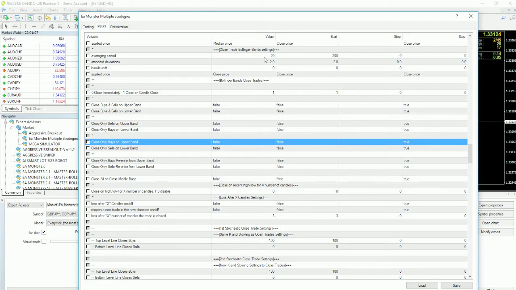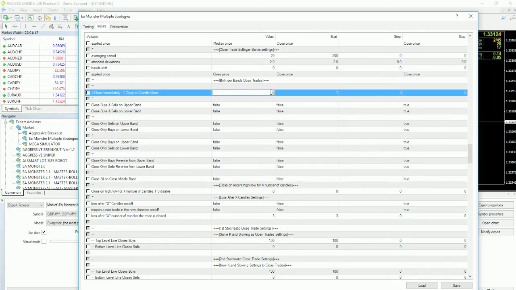And this way is more for sniping. When you close buys on the upper band, maybe you want to snipe. As soon as it hits that upper band, boom, you want to close that trade right away. Bam! That's what that's for. And if you're going to use that, you might want to put this at a close immediately at 0, if you do that.